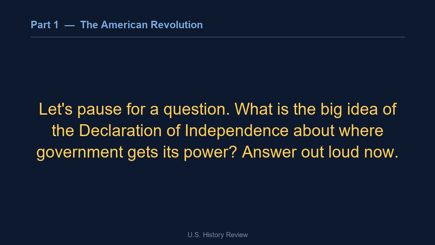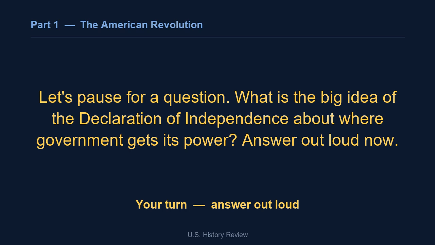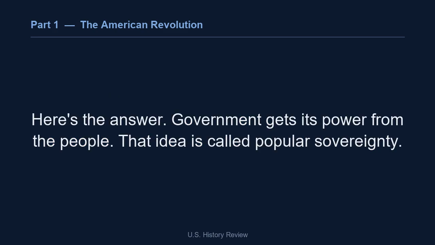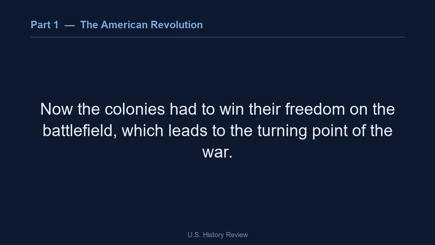Let's pause for a question. What is the big idea of the Declaration of Independence about where government gets its power? Answer out loud now. Here's the answer. Government gets its power from the people. That idea is called popular sovereignty. Now, the colonies had to win their freedom on the battlefield, which leads to the turning point of the war.